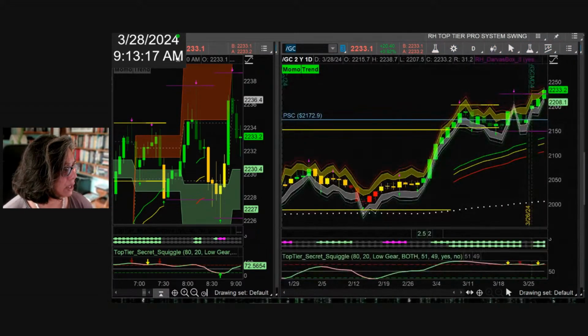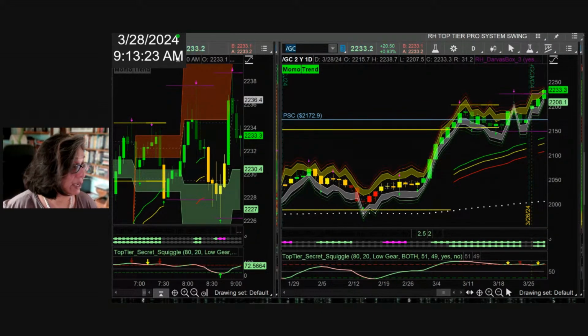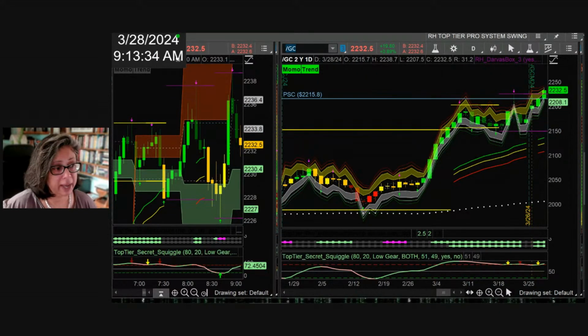Where are we in relation to the previous session close? That's one of the easiest metrics you can put to work, even in your day trading, but just generally in your overall sentiment reads. Let me move this up. So, I'll just move this manually drawn line. Say, okay, that's where we are in relation to the previous session close.